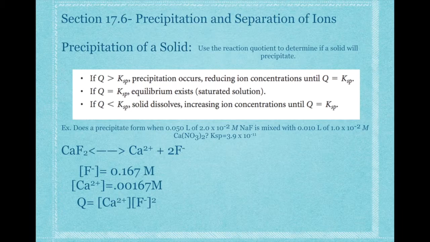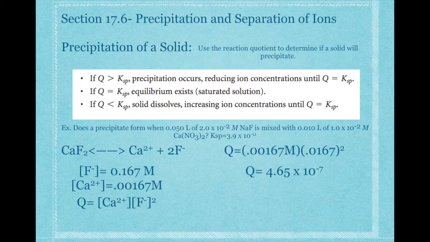So my reaction quotient is equal to my concentration of calcium times my concentration of fluoride ions squared. And so I'm going to plug in my values, which I did up there, and I get for my Q 4.65 times 10 to the negative 7th. Well, since my KSP is 3.9 times 10 to the negative 11th, that means that my Q is larger than my K, which means I need it to shift to the left in order to decrease my Q, which means that a precipitate, a solid, is going to be formed.